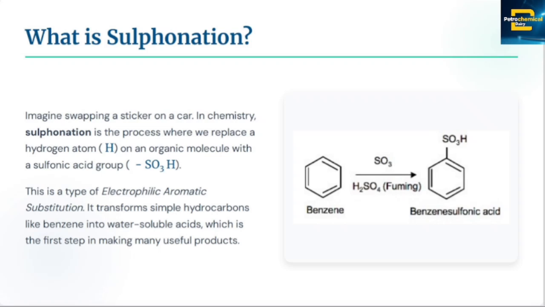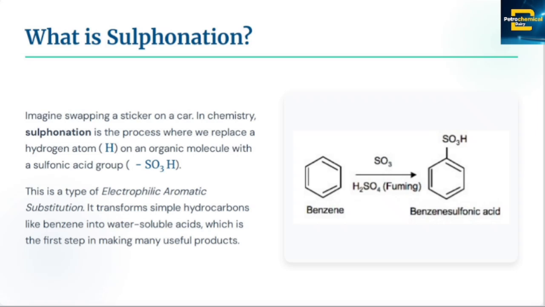Now, for us to understand this more clearly, sulfonation is the process of introducing a sulfonic acid group, which is our SO3H, into an organic molecule, usually an aromatic compound like benzene, toluene, or naphthalene. So in brief, we replace a hydrogen atom on an organic molecule with a sulfonic acid group.